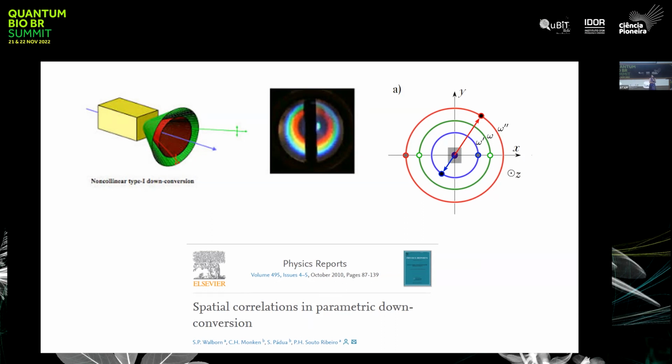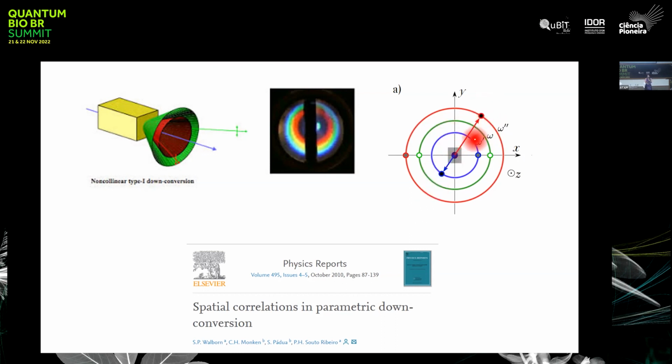Basically, they understood how we could tailor and understand the correlations produced at the output. Say I have a crystal here, and the laser comes in, and I'm producing photons. They're produced in these cones. Each cone is a wavelength, so this is actually a continuum. But you always have two: one coming out to the left and the other coming out to the right. The sum of their energies has to be the energy of the pump, so they can have the same energy or different energies as long as the sum is that of the pump.